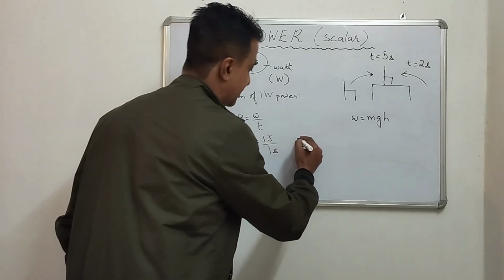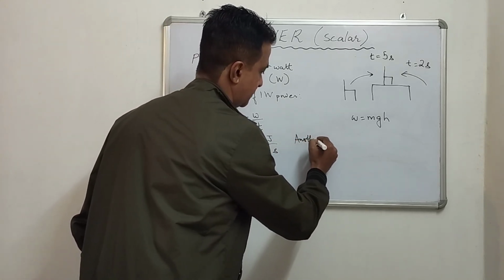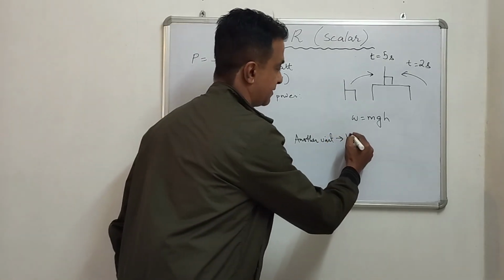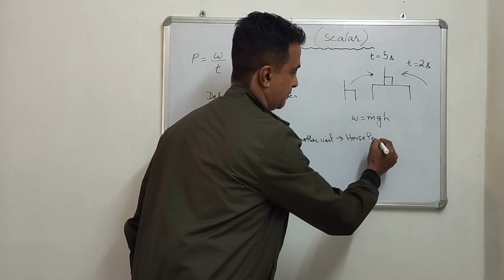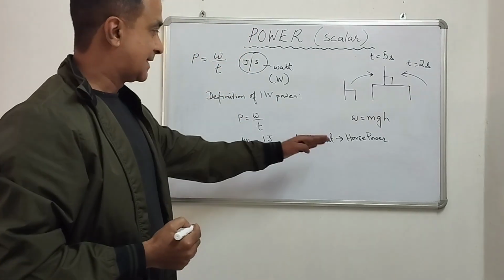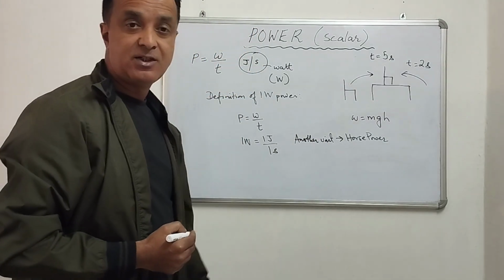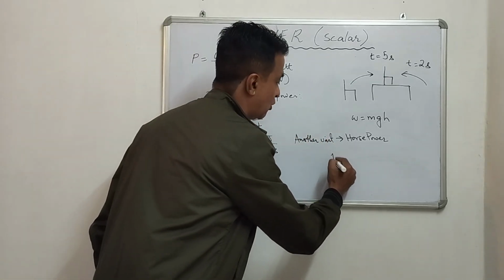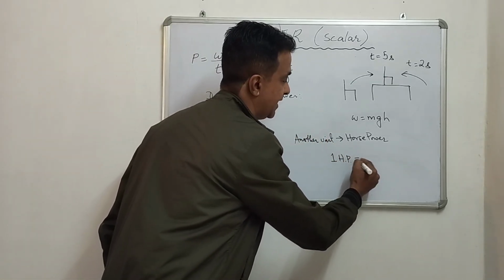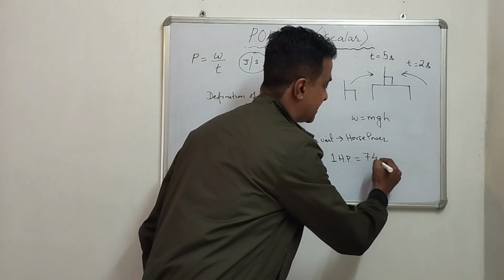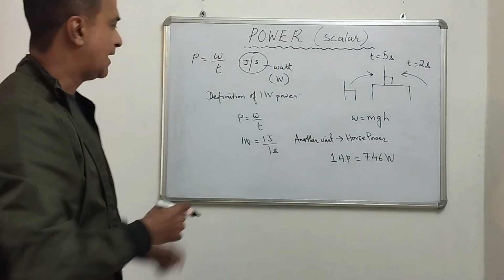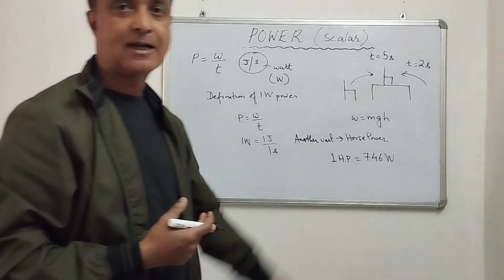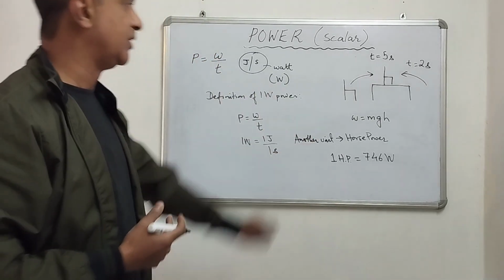Then there's yet another unit. This is in the FPS system, which is horsepower. Now since horsepower is a different unit, it's in the British system, right? It has to have some kind of relation with the SI unit. So 1 horsepower is related to watt as 746 watt. Right? And of course there are bigger units, kilowatts. The word kilo itself means 1000, so 1 kilowatt means 1000 watt. So this is the definition and the unit of power.